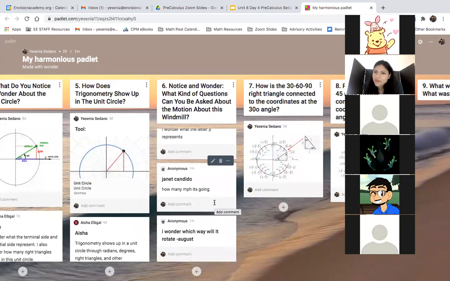And now that's bringing up a wonder: what would be the appropriate units of measurement when it comes to a windmill? Would it be miles per hour? Would it be feet per minute? I'm thinking about the units as well. I love that question.